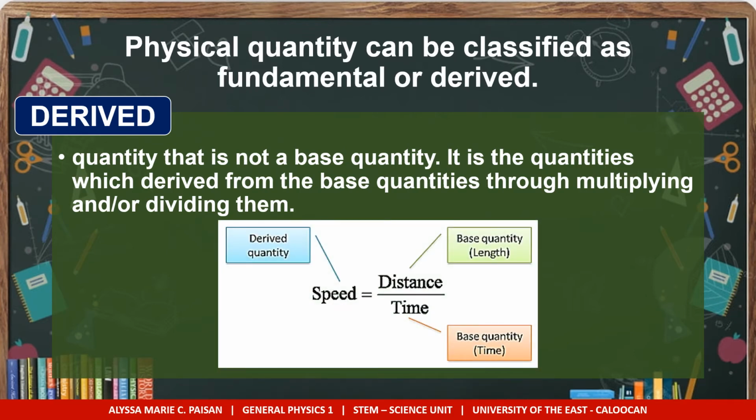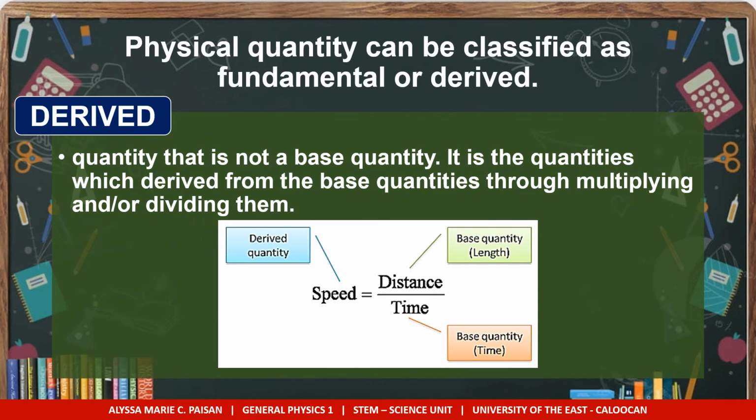An example of a derived quantity is speed, which is obtained by dividing the fundamental or base quantity length by the fundamental quantity time. For you to be able to comprehend how derived quantities are formed, let us dissect the statement: derived from the base quantities through multiplying and/or dividing them.